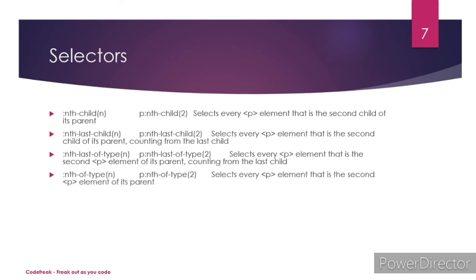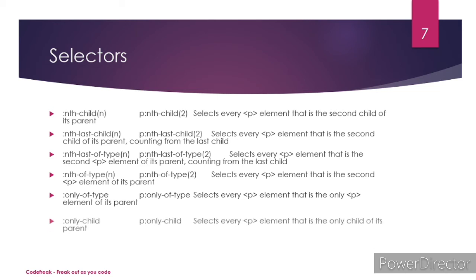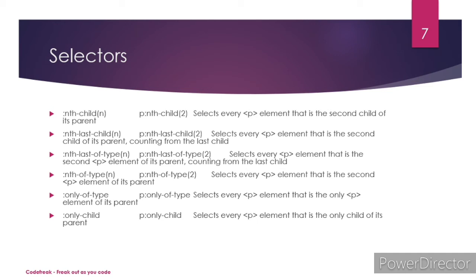So then you have nth of type. This is actually very useful, which we use a lot of times. Nth of type selects every p element that is a second p element of its parent. So there are some repeating type of things, so actually you get to know and use only some of them which you actually require.